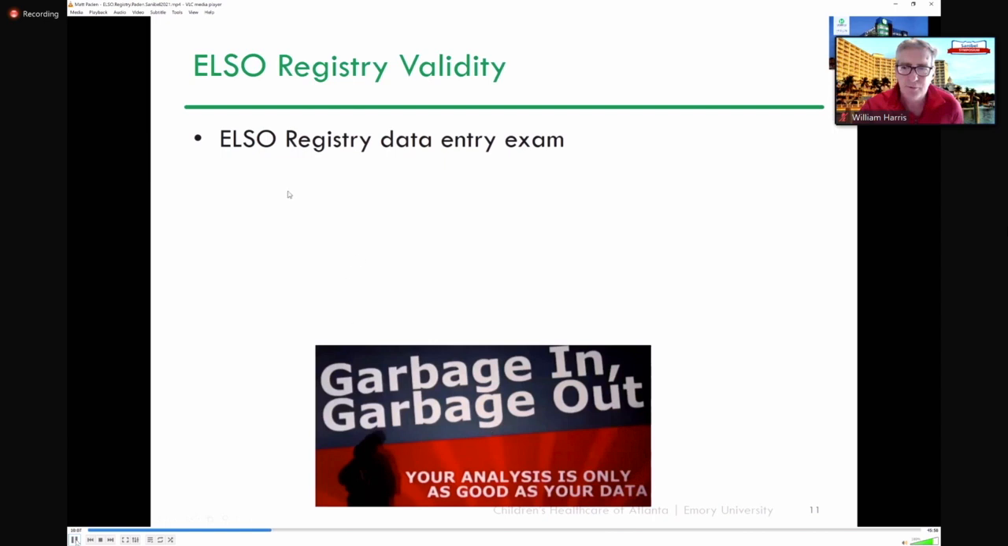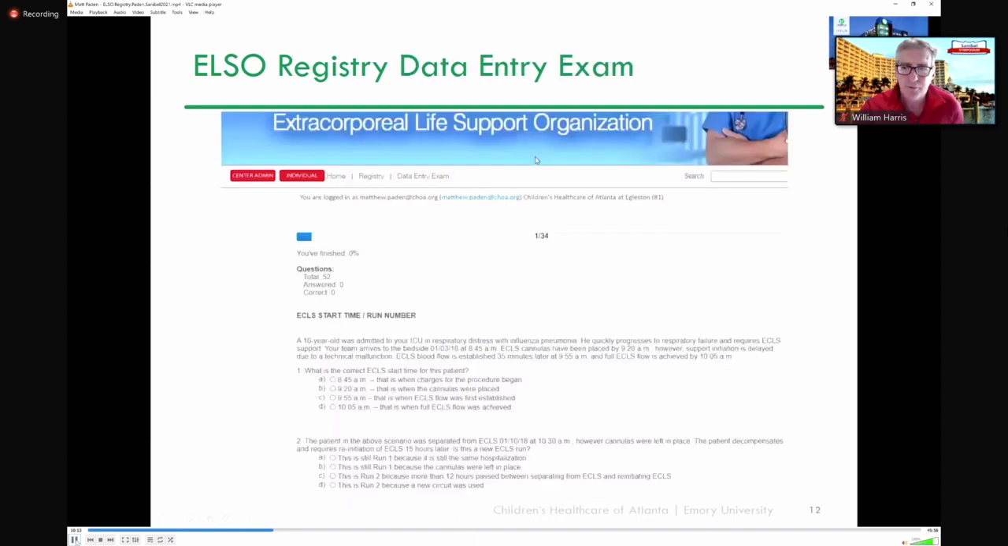And so one of the things that we've done to help with that is this ELSO Registry data entry exam. So now you cannot enter data into the ELSO Registry until you've actually passed a data entry exam. This puts a barrier of entry, and more importantly, it makes sure that we're all speaking the same language. So if I were to go to the ELSO website and try to enter data, it tells me here I haven't finished the data entry exam.